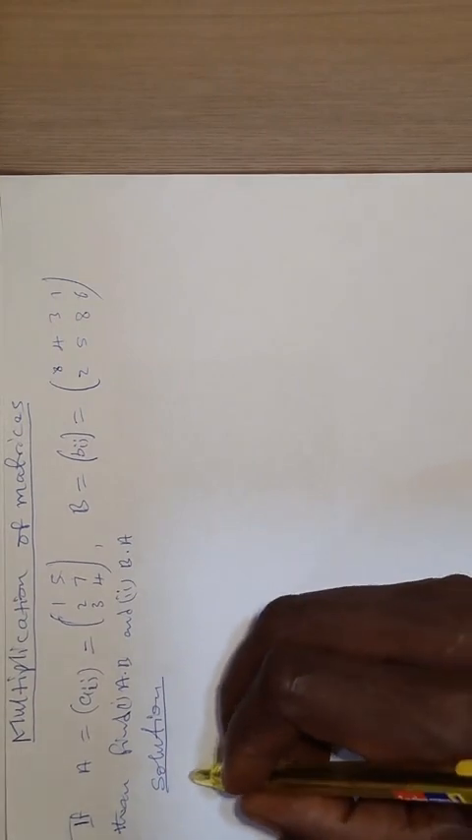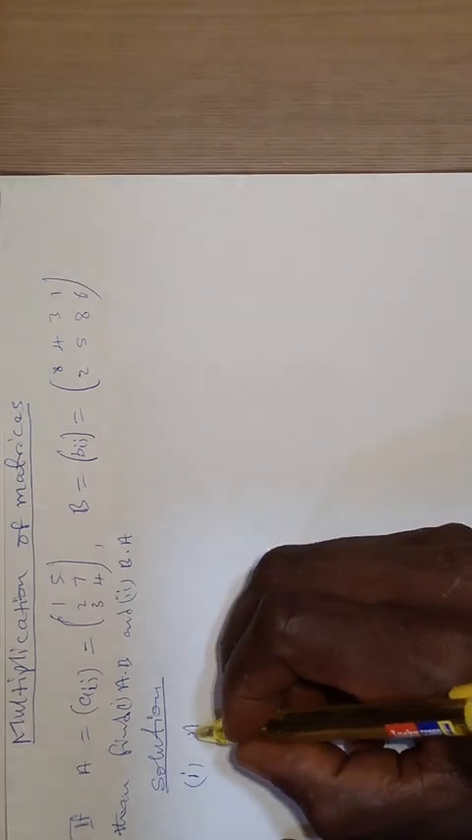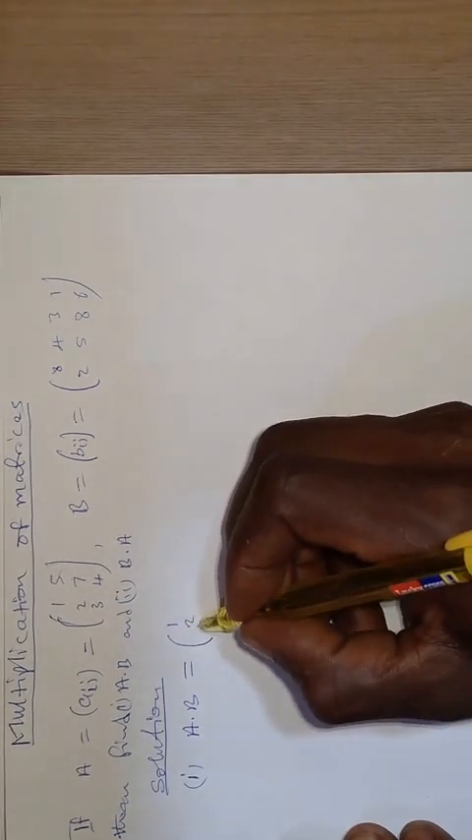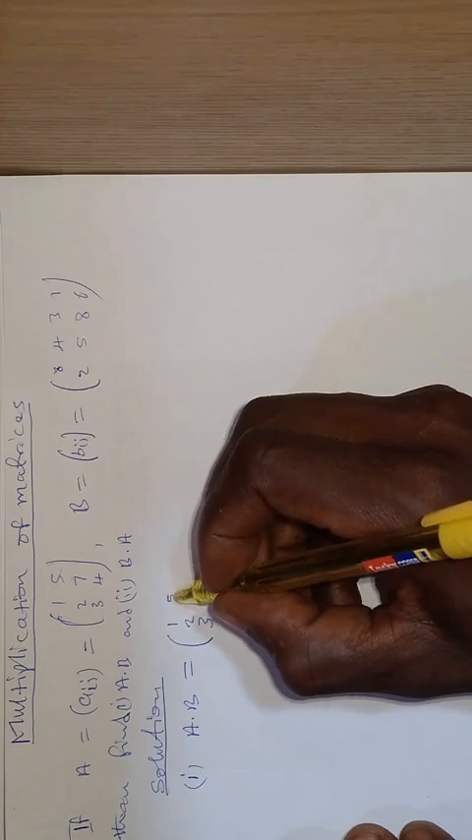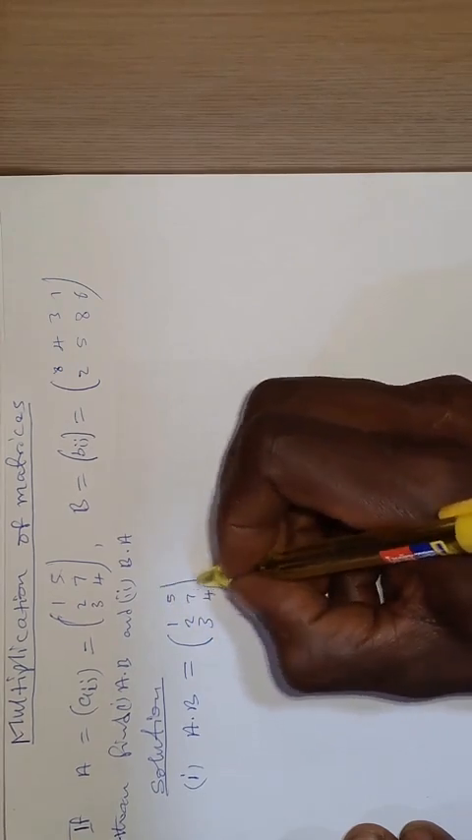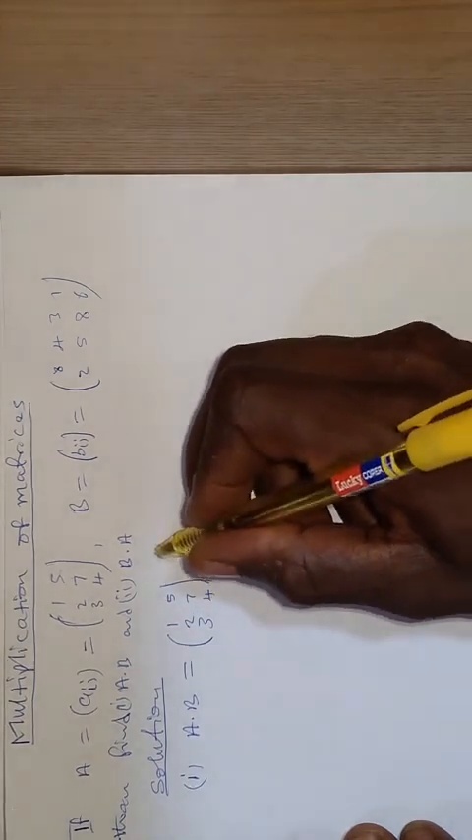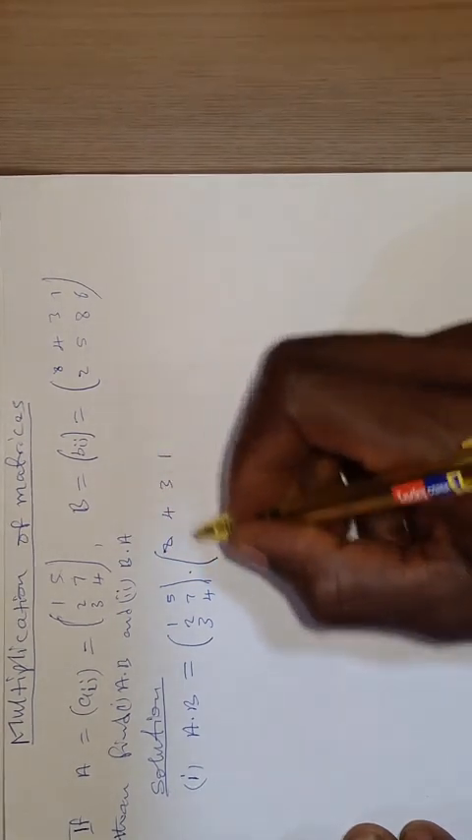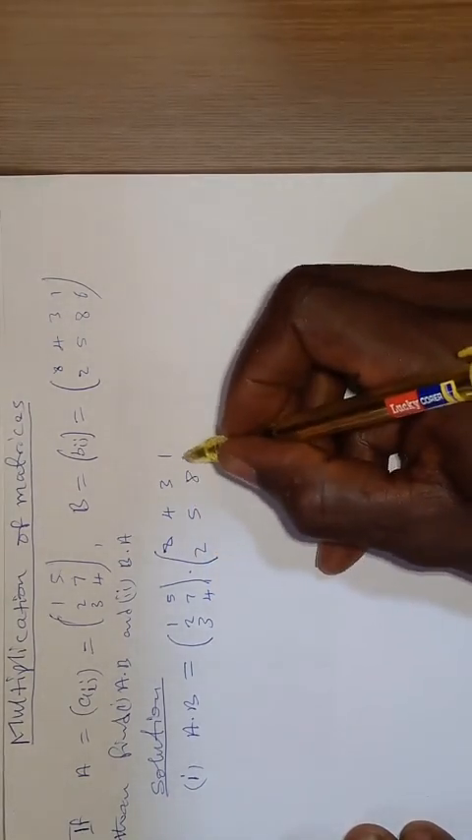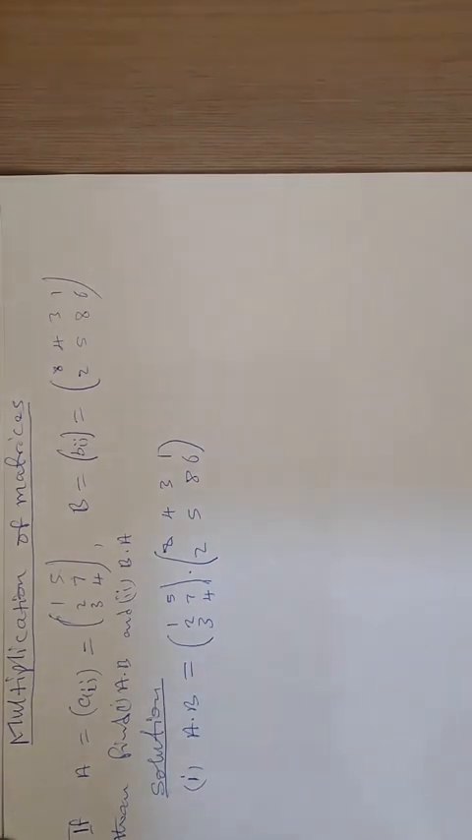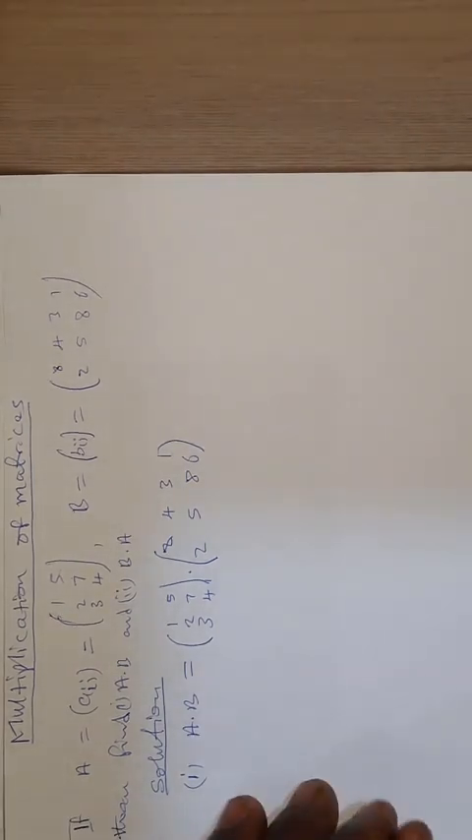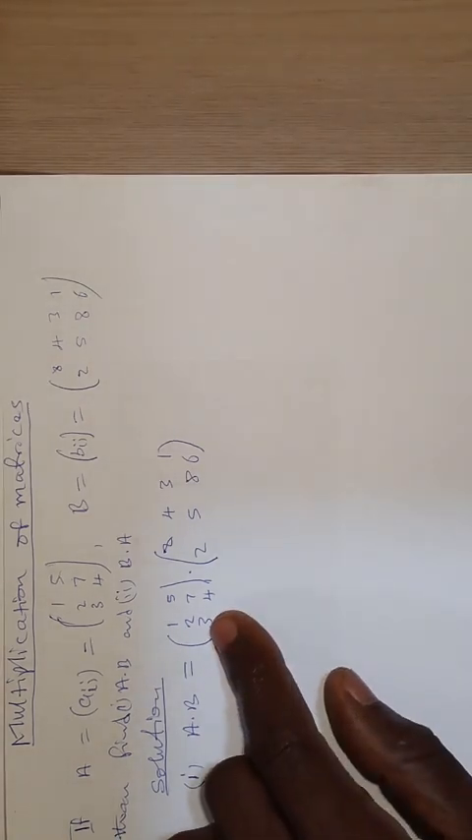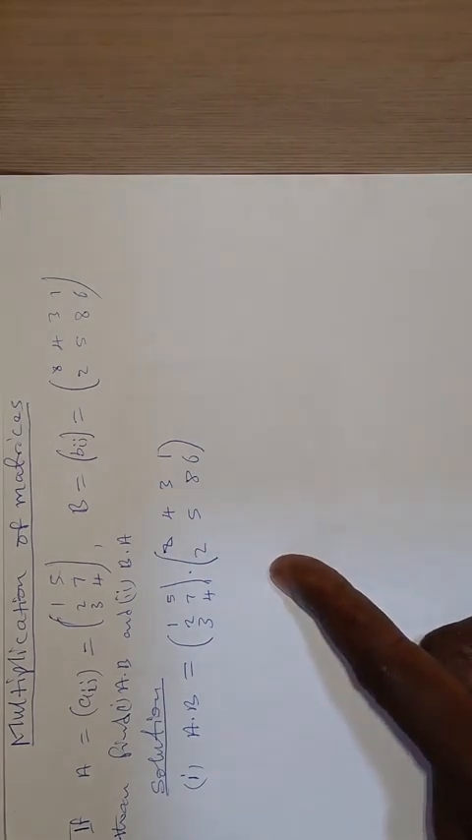We have the first question. We have to multiply A and B, which is the same thing as 1, 5, 2, 7, 3, 4, multiplied by 8, 4, 3, 1, 2, 5, 8, 6. Remember, you can only multiply matrices if the number of columns in the first matrix is equivalent to the number of rows in the second matrix.